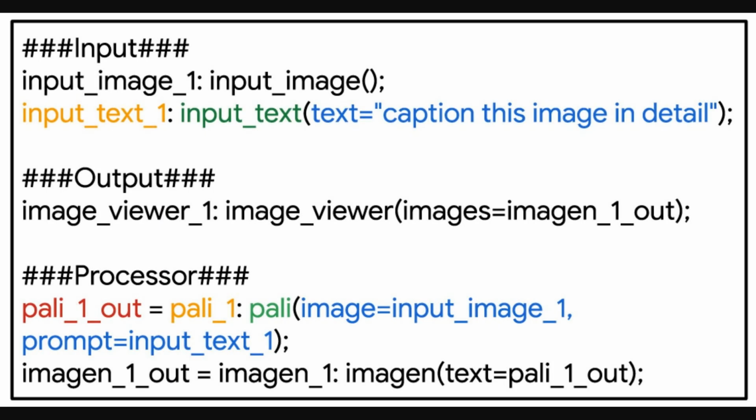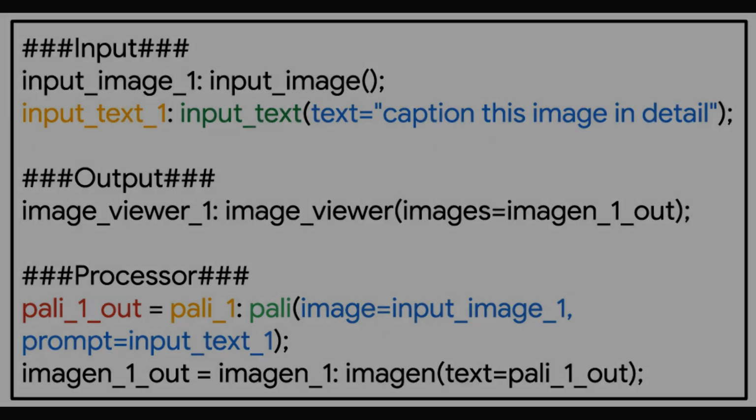So this figure shows the pseudocode generated by InstructPipe's code writer. It defines the input, an image and text prompt, the output, an image viewer, and the processing steps using PaLI and Imagen. This code essentially represents the connections between nodes, forming the pipeline. This simplified representation is then interpreted and translated into the visual pipeline we saw earlier.